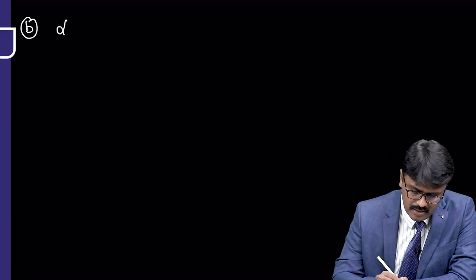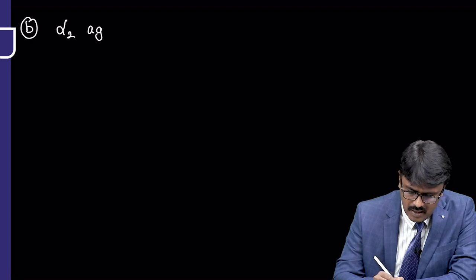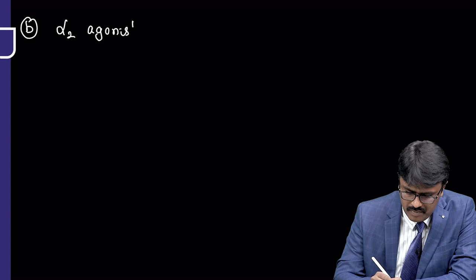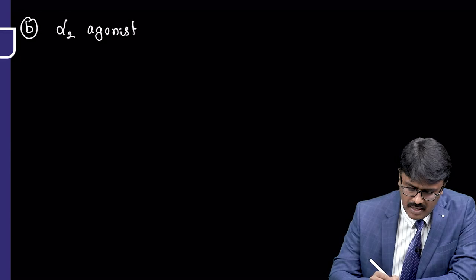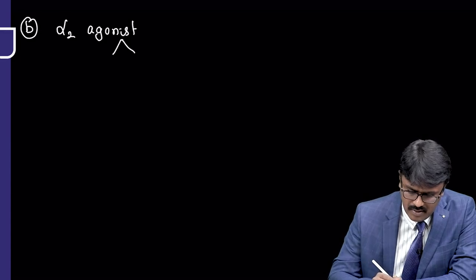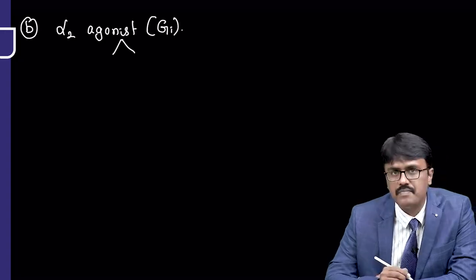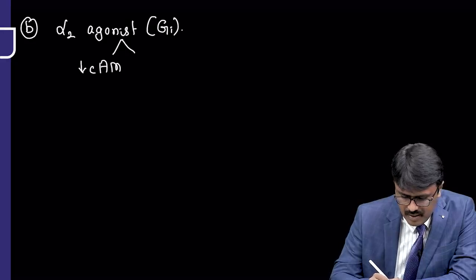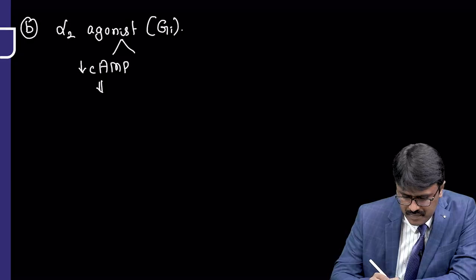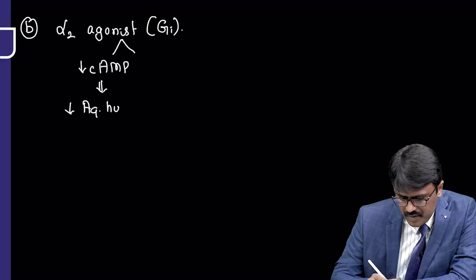They are called alpha-2 agonists. So what do they do? Alpha-2, you know that it is a Gi coupled receptor. So it decreases cyclic AMP and thereby it decreases aqueous humor production.